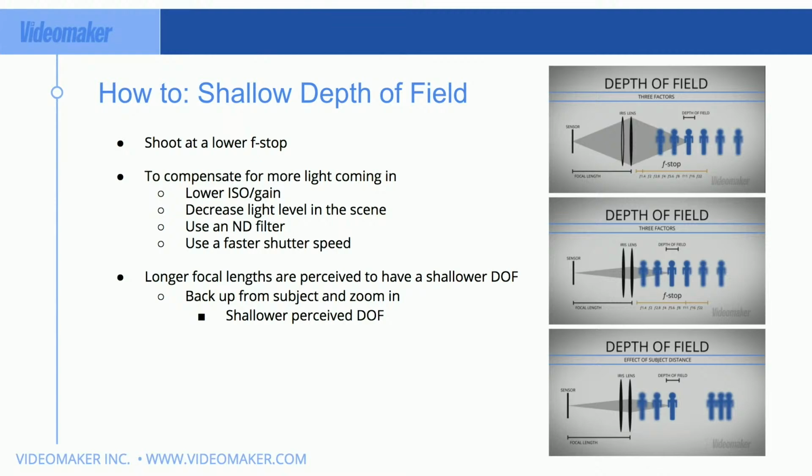So longer focal lengths are perceived to have a shallower depth of field. So if you back up from your subject and zoom in, a shallower perceived depth of field happens. And this is through space compression. What it does is it brings your background closer to the subject, so that the background, which is further away from your subject, is pulled closer. So it looks like it's shallower depth of field. But really all it is doing is bringing the further away background to look closer to your subject.